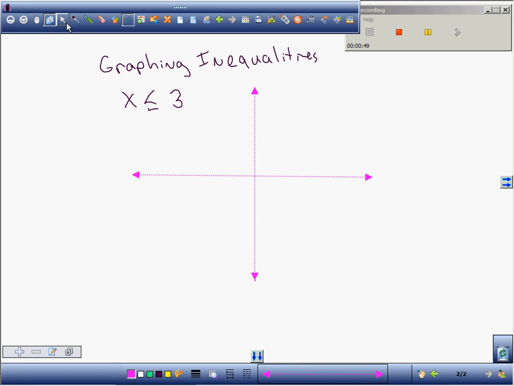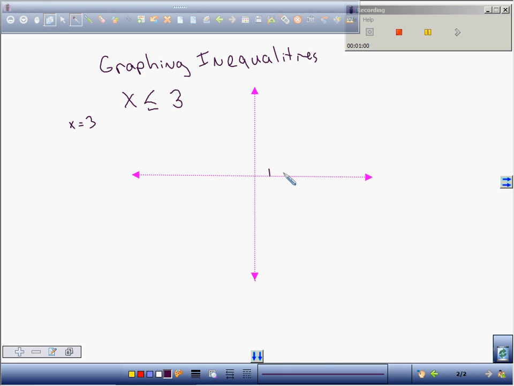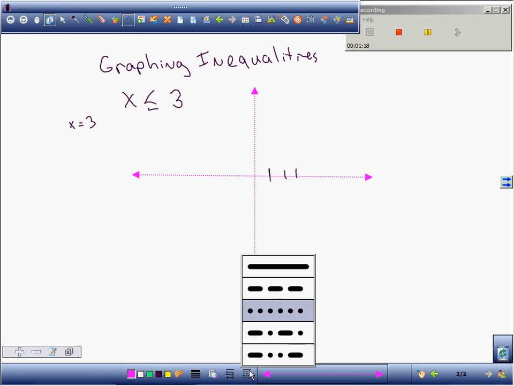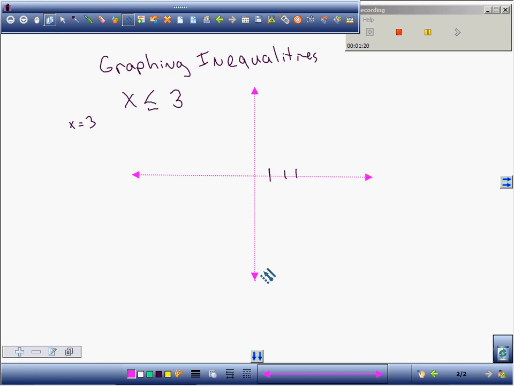you pretend like you're graphing x equals 3. Does anyone remember what x equals 3 looks like? Yes, AJ. It's a straight up and down line. Very good. It's a straight up and down line at 3. And so what I do is I come out here to 3. And if this says less than or equal to, that means you make it a solid line, meaning any point that is on the line is included in your answer. Okay, so I'm going to make sure that I make this a solid line.